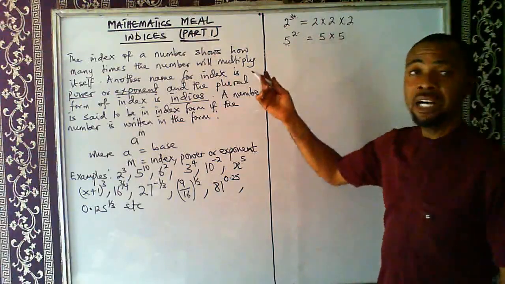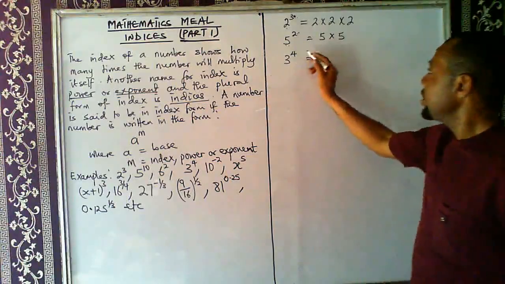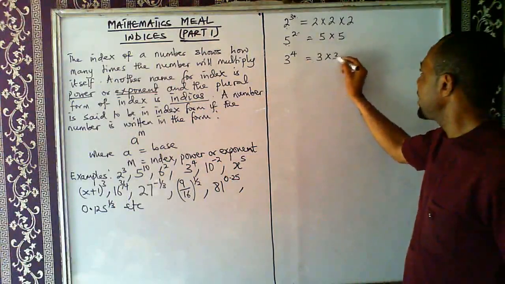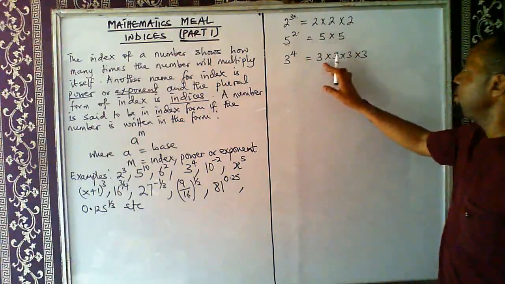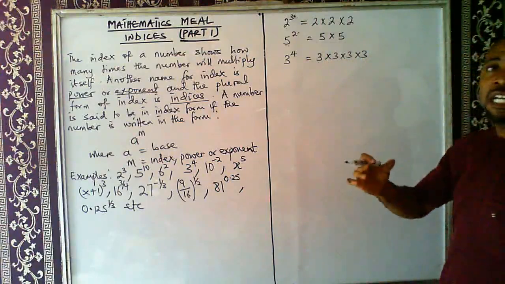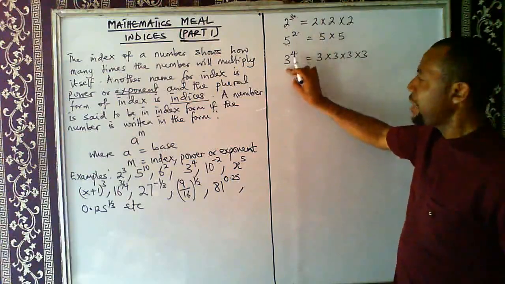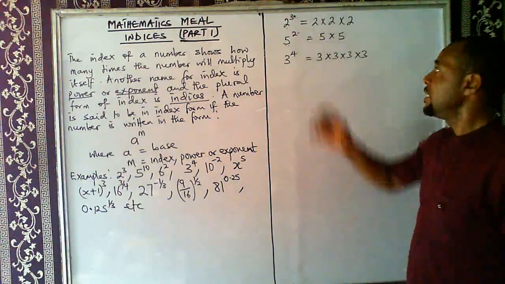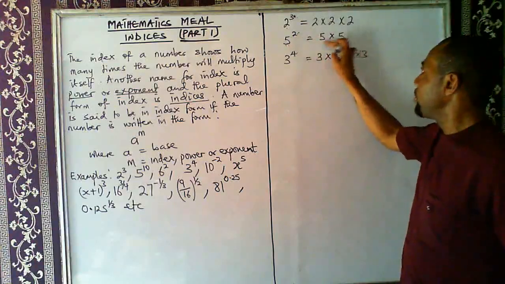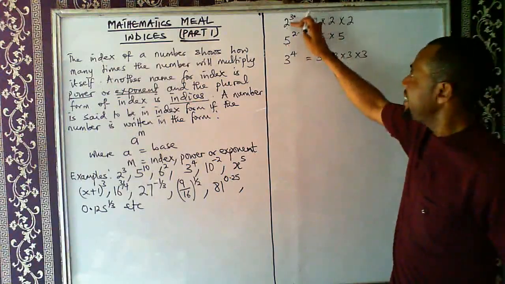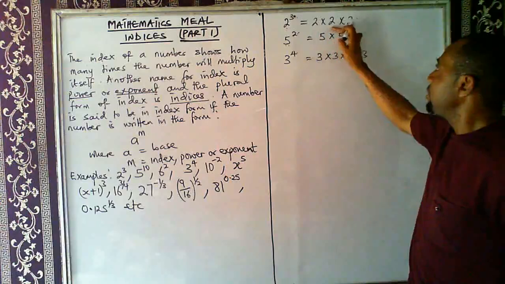So let's take another one. If we have 3 raised to the power 4, it means 3 times 3 times 3 times 3. So 3 raised to the power 4 means multiply 3 into itself how many times? 4 times. So this 4 is the index or the power. This 2 is the power of what? 5. And it has given 5 power to multiply itself 2 times. This 3 is the power of what? Of 2. And it has given 2 power to multiply itself 3 times.